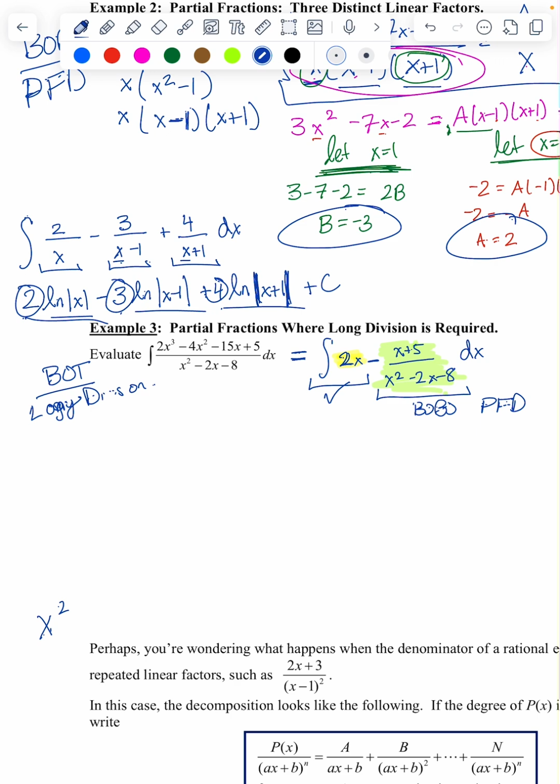Now I need to just integrate that x. I'm going to take out the negative. Or, you know what? I'm not going to take out the negative, because I'm just going to put it right here. So now I need to just integrate the (x + 5) over (x squared minus 2x minus 8).